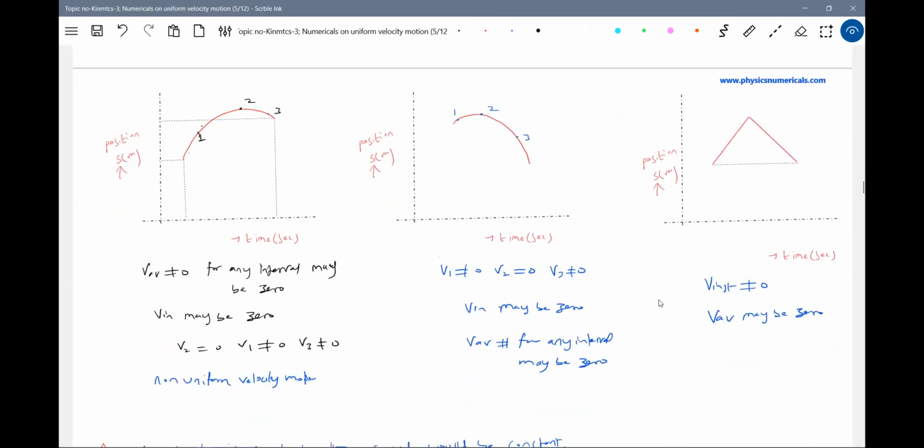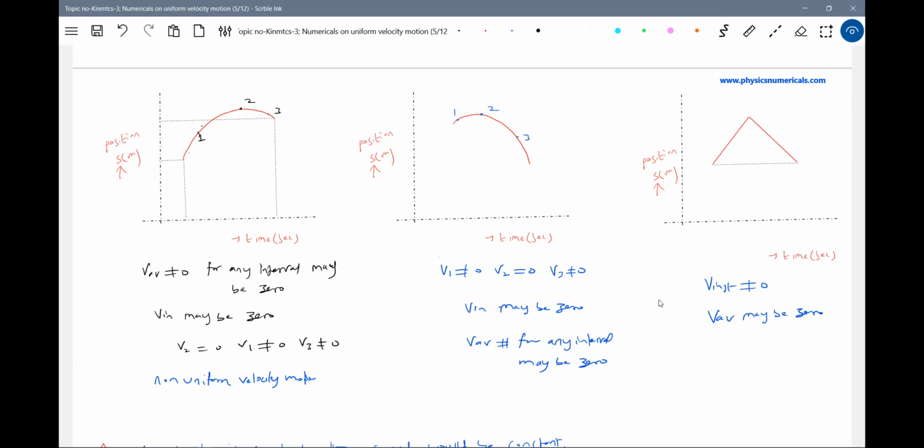So here V instantaneous is 0, and V average is also 0, but at other points V instantaneous is non-zero. If you take this interval of time, V average will also become non-zero. So shall we put a conclusion? If average velocity is 0, instantaneous velocity must be 0: wrong statement. If average velocity is 0, instantaneous velocity may be 0: correct statement. If instantaneous velocity is 0, average velocity must be 0? Not necessarily.